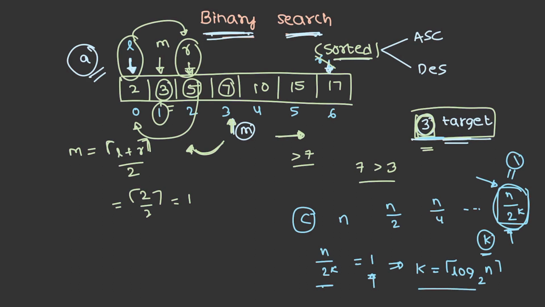So after log n steps, I'll stop the process of this binary search. If someone asks you what is the complexity of binary search, then it is log n to the base 2. We have seen linear and binary search, and that's it for today.